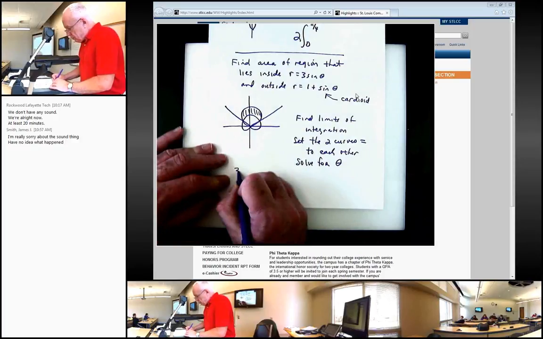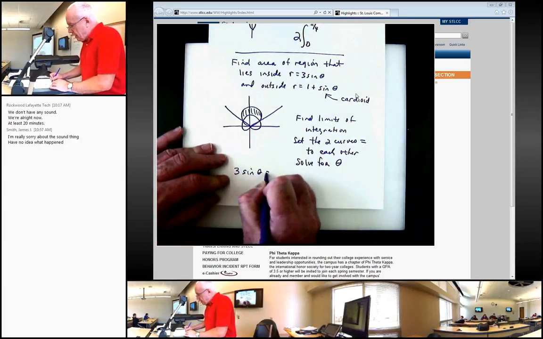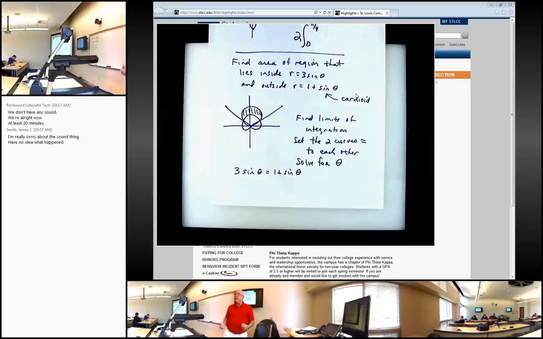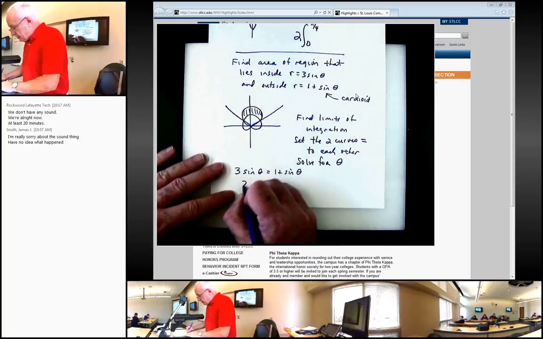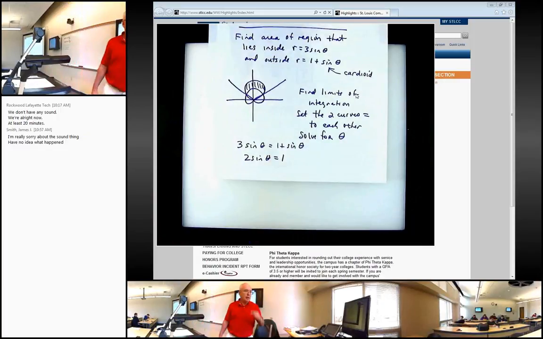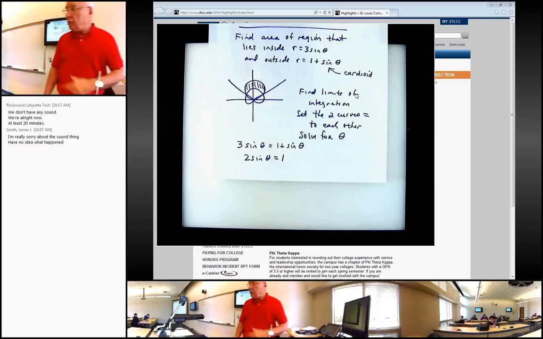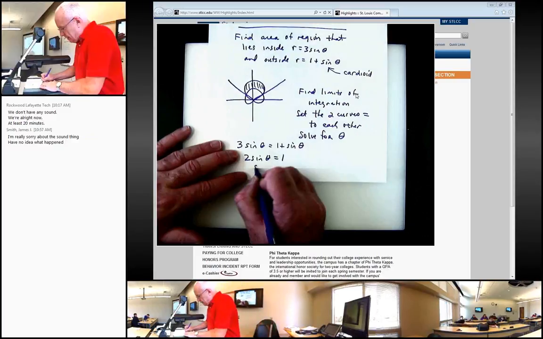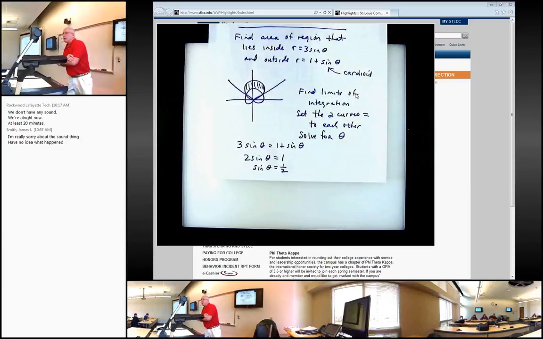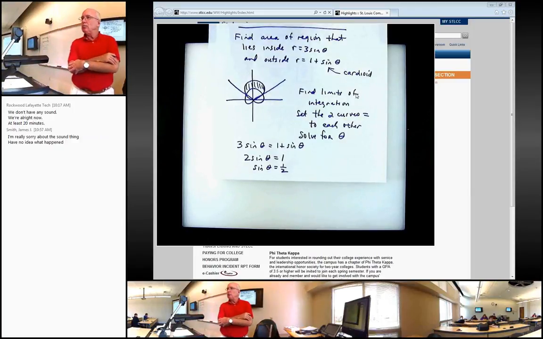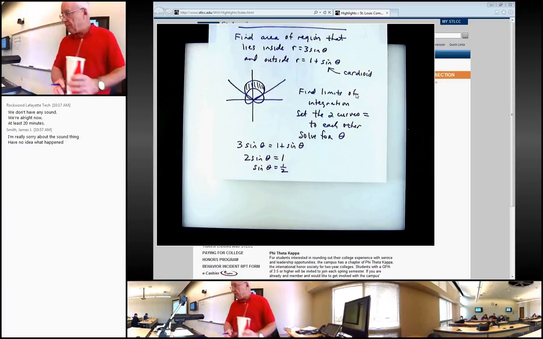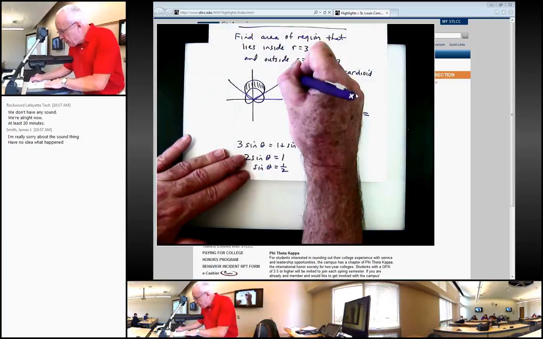So our one curve is 3 times the sine of theta, and our other one is 1 plus the sine of theta. So let's get all the sines of theta on one side by subtracting. So I have 2 times the sine of theta is equal to 1. And now let's divide by 2. So we get the sine of theta has to equal 1/2. So what angle can we think of right away whose sine is equal to 1 over 2? Yeah, pi over 6, sine of pi over 6. So this angle right here is going to be pi over 6.